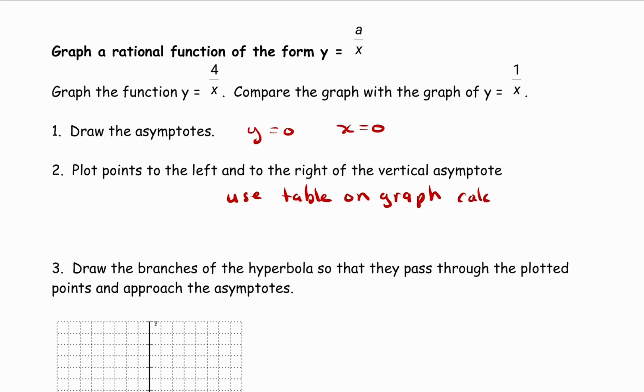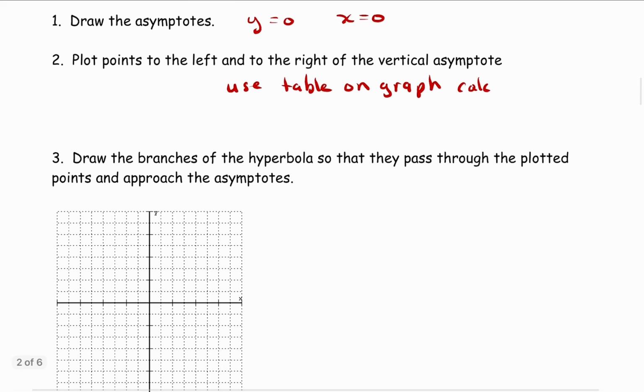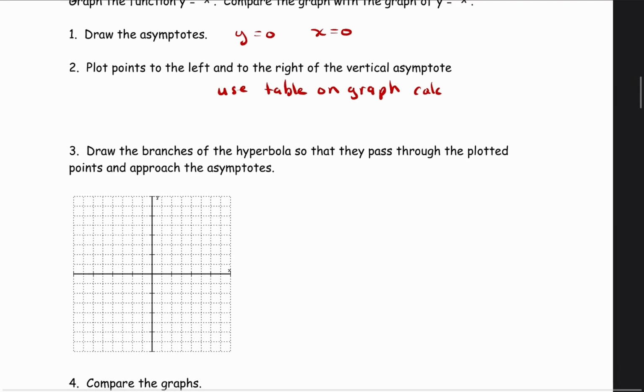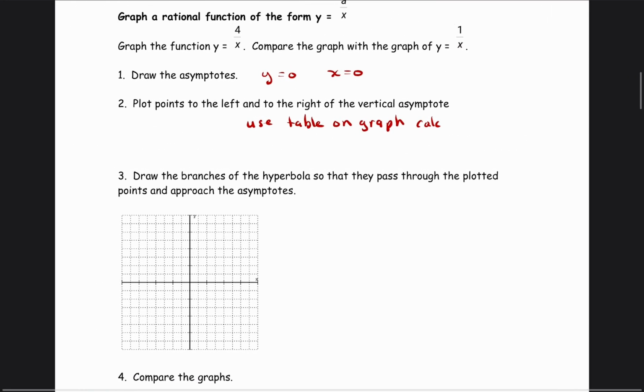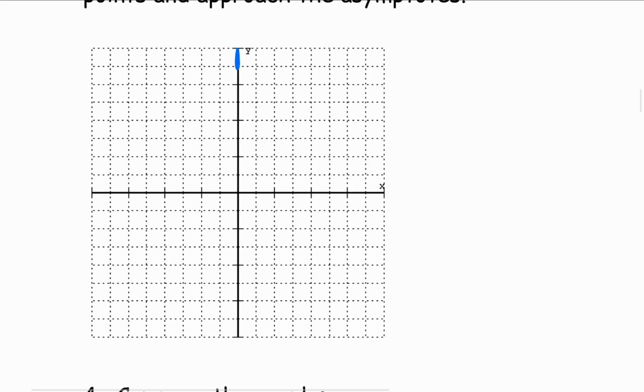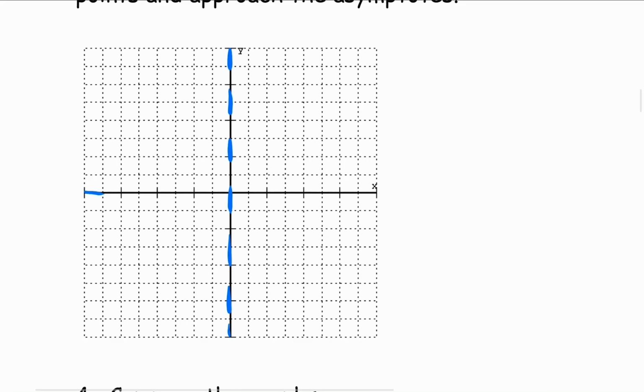So we can use a table to get a whole bunch of points, and we would use that table to plot points on our graph and allow us to draw the two branches that are going to go through those points. So if we take a look at this, we're going to come in here and we're going to have our asymptotes, again, going through our horizontal and vertical axes. Okay, so there's our asymptotes.